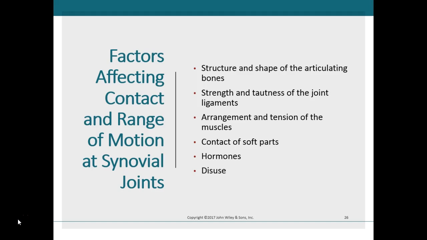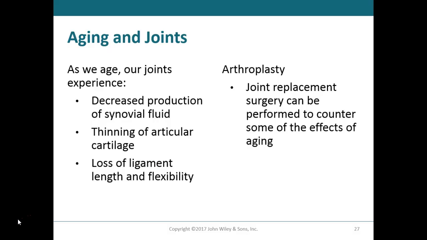Disuse can also result in decreased amounts of synovial fluid, decreased flexibility of the ligaments and the tendons, and muscle atrophy, or wasting away, the reduction in size of the muscle. All of this is going to limit how much that particular joint can move.